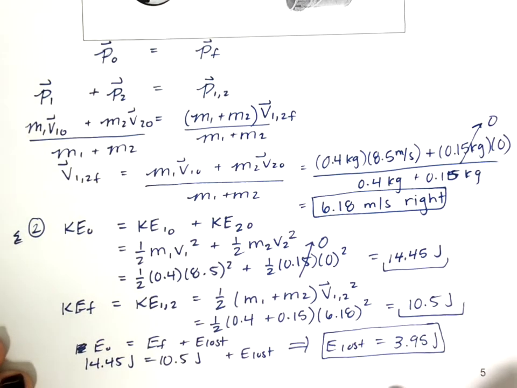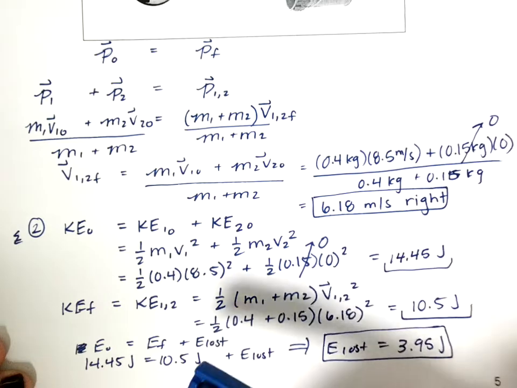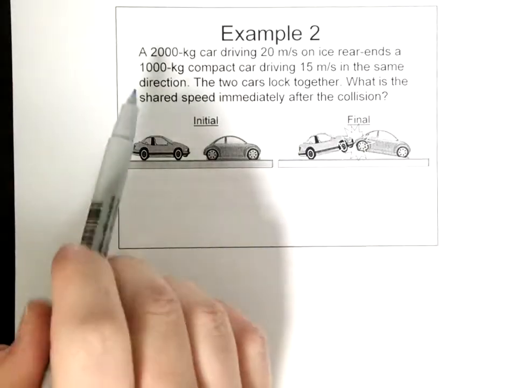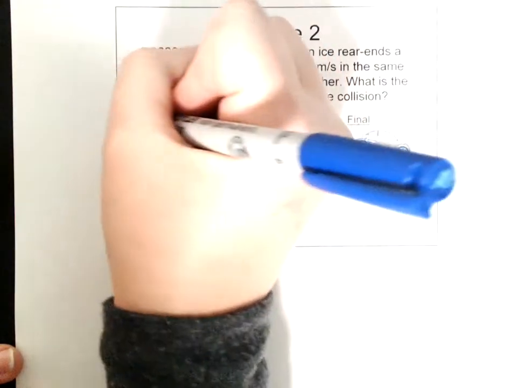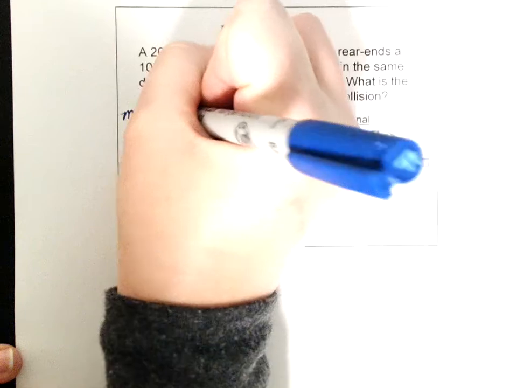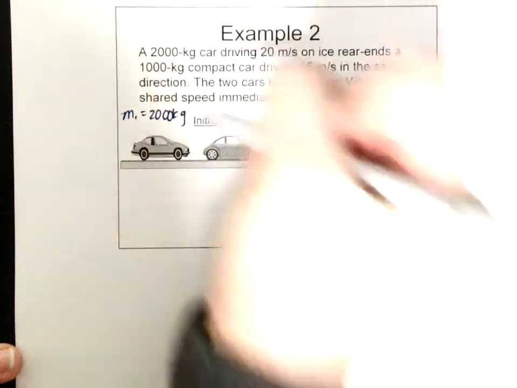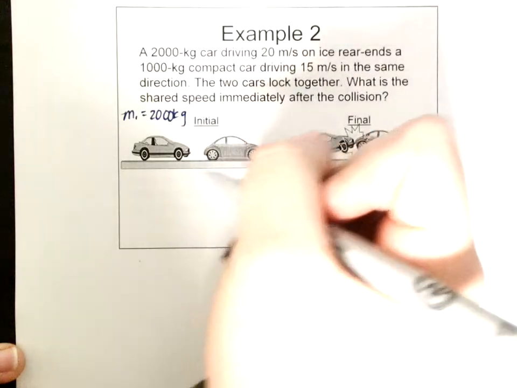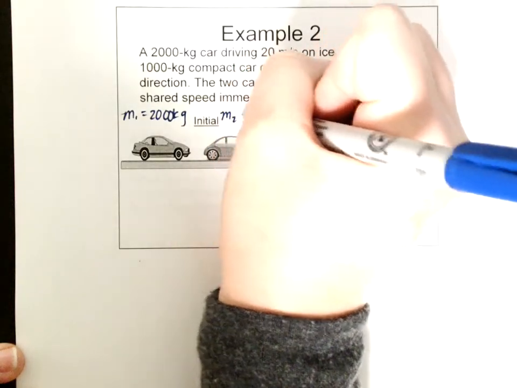Okay, let's do one more example problem, and then I'll let you guys try one on your own. So example 2: a 2,000 kilogram car, that's this first car, so let's call that M1, driving 20 meters per second on ice, rear ends a 1,000 kilogram car. So here M2 is 1,000.